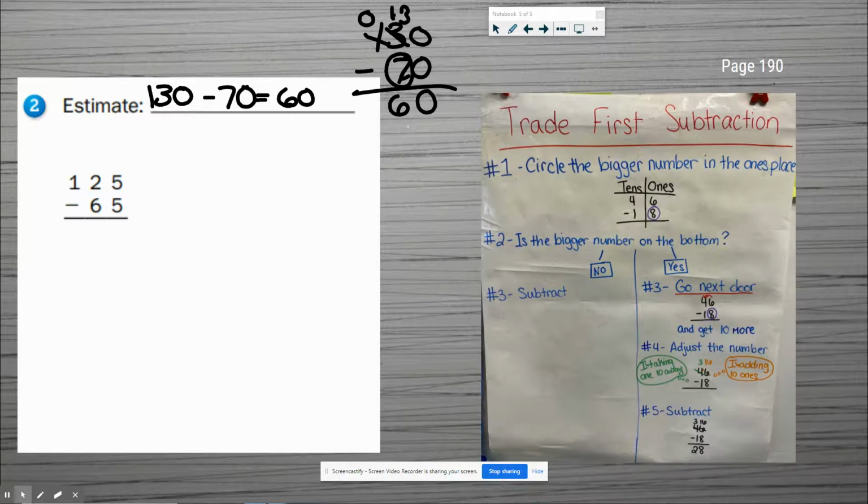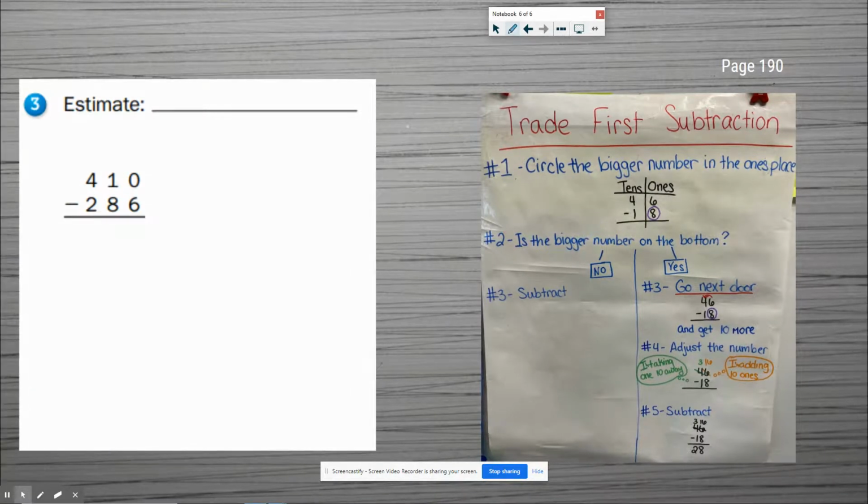Let's try this. So we haven't had one of these. They're the same number, so there is no bigger one. It's going to be 0. When I go to the middle column, circle the bigger number. 6 is in the bottom, so I have to go next door and get 10 more. So there are 10 tens and 100. I'm going to take those tens and add it to the 2 I already have to make 12. 12 minus 6 is 6 tens, or 60. Well, it definitely makes sense because my answer and my estimate are the same.